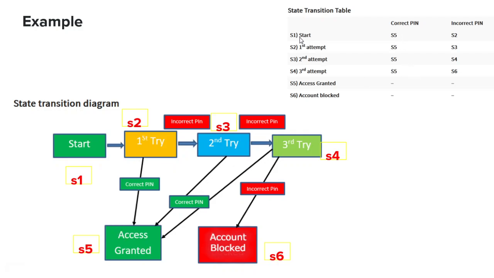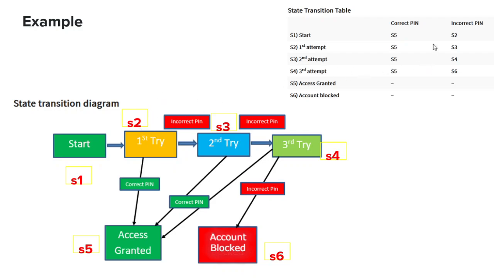So for the starting point, first attempt, if the user enters the correct pin, then it should go to state 5, right? Correct pin will go to state 5. If the user enters an incorrect pin, then what will happen? For the correct pin, it will go to S5. If an incorrect pin in the first attempt, then it will go to state 2.